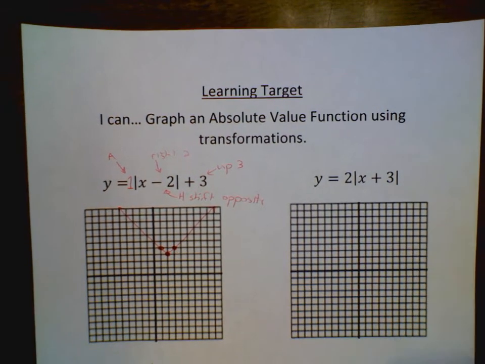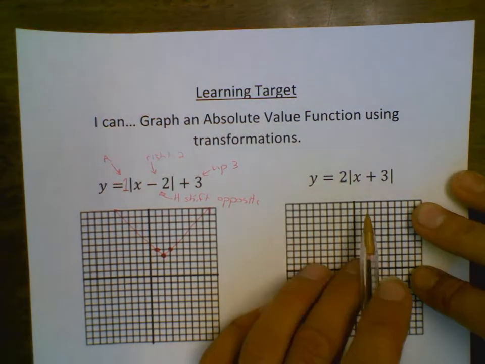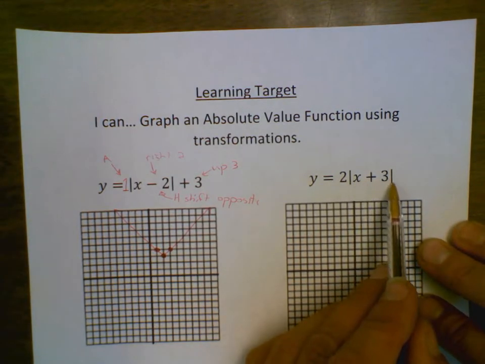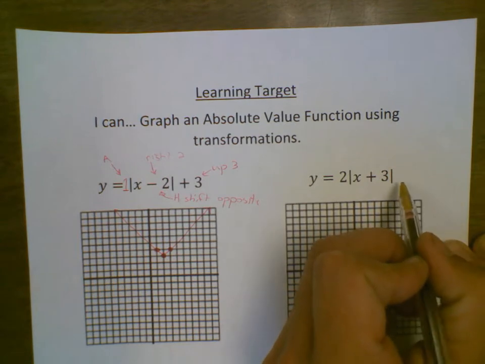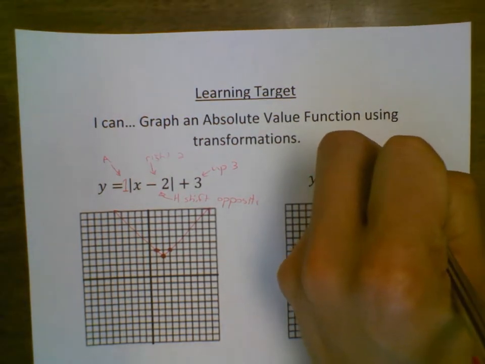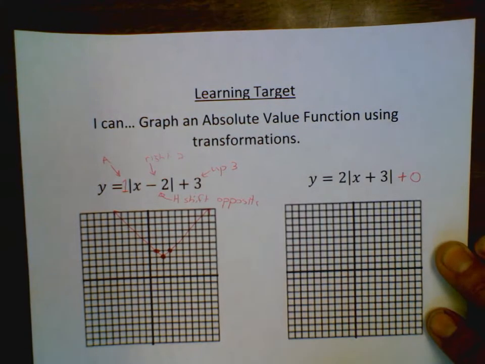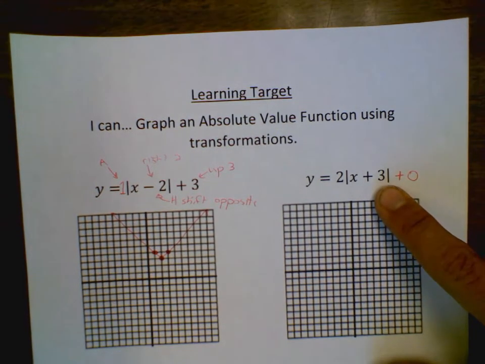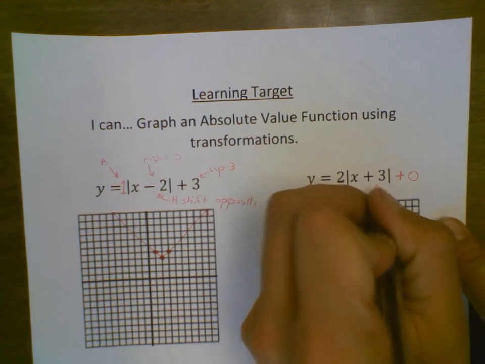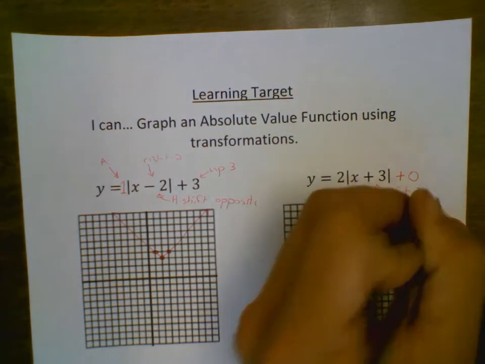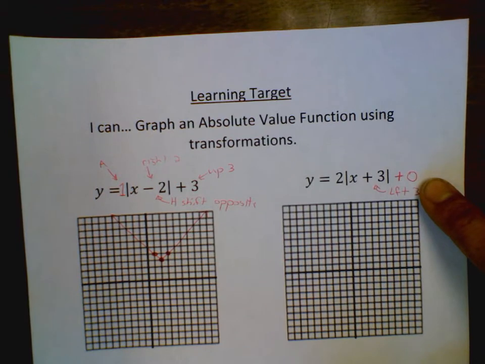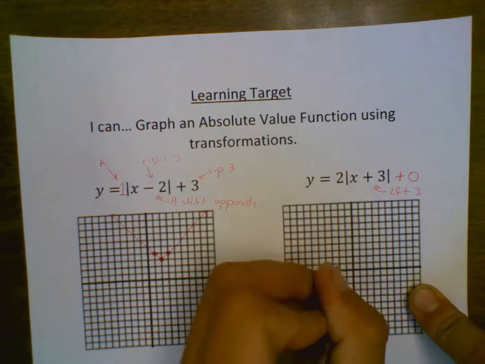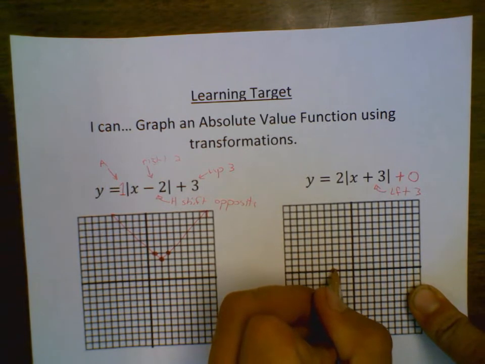All right, looking at the second one here, we have y equals 2 times the absolute value of x plus 3. You'll notice there's no vertical shift this time, so it's really a plus 0 on the end there. So when I think about the first point using my shifts, this plus 3 takes me left 3, and the 0 means I'm not going to move up or down. So I'm going to go left 3, 1, 2, 3, and this point here will be the first point on my graph.